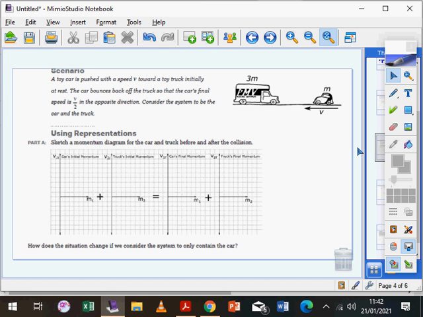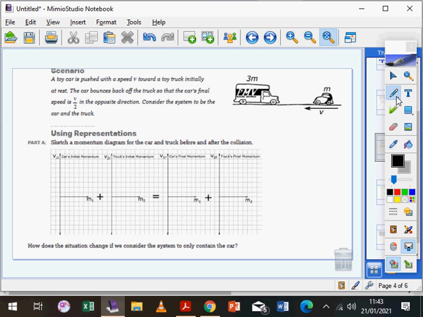The toy car has speed V. In which direction is it moving? Negative. So where is its arrow going to be? On the negative side, on 1. And what's the car's final momentum? Same mass, but half speed. Half speed, and therefore the truck's final momentum? Half. In which direction?